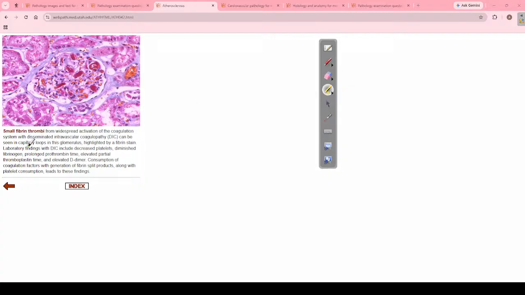We have small fibrin thrombi. It is widespread activation of the coagulation system, disseminated intravascular coagulation. It can be seen in the capillary loops in the glomerulus. Small fibrin formation is occurring here. In DIC, there is a fibrin stain also.